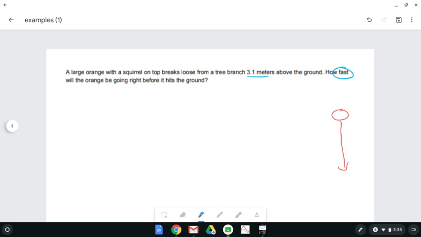It breaks loose. So we would know that our initial velocity, V naught, is equal to 0. Because this is a vertical kinematic question, we know that our acceleration is due to gravity, which is negative 9.8 meters per second squared. We have the displacement, delta x, is equal to 3.1 meters. But remember, this is an object that's going down, so this has to be negative 3.1 meters.